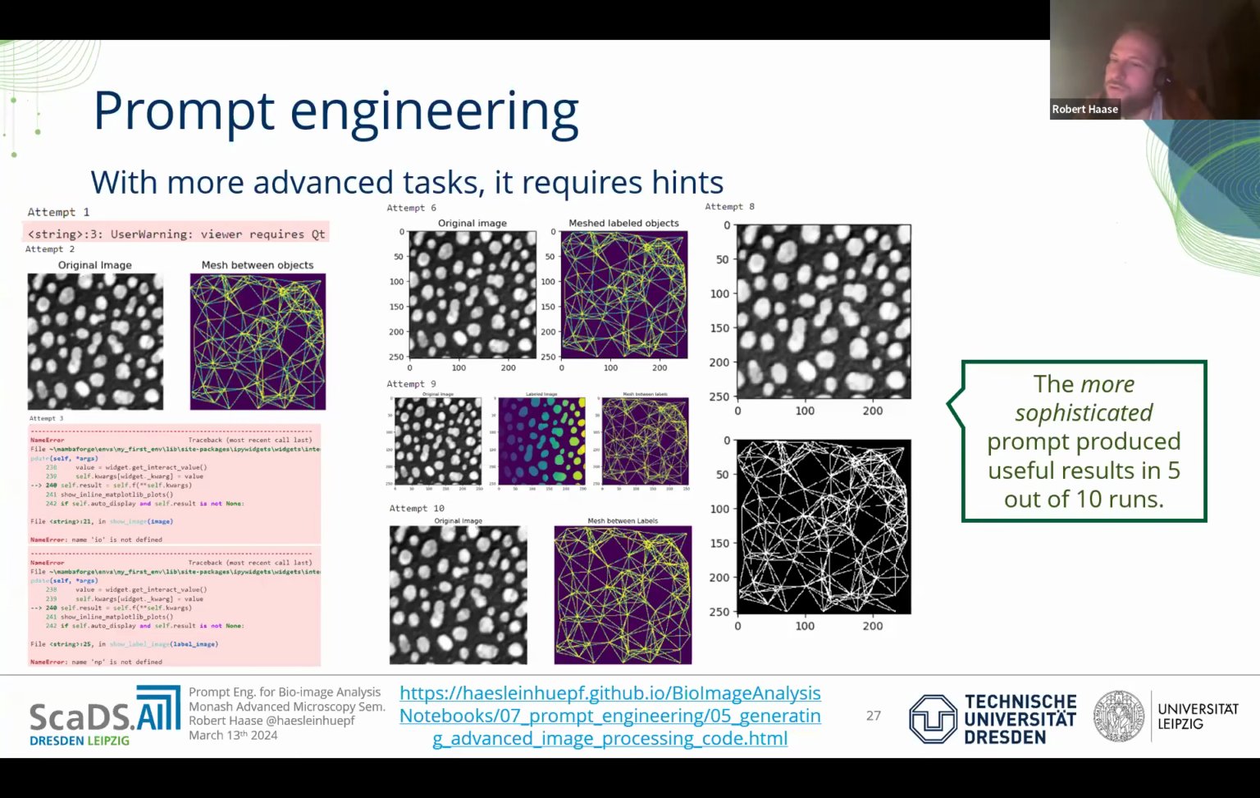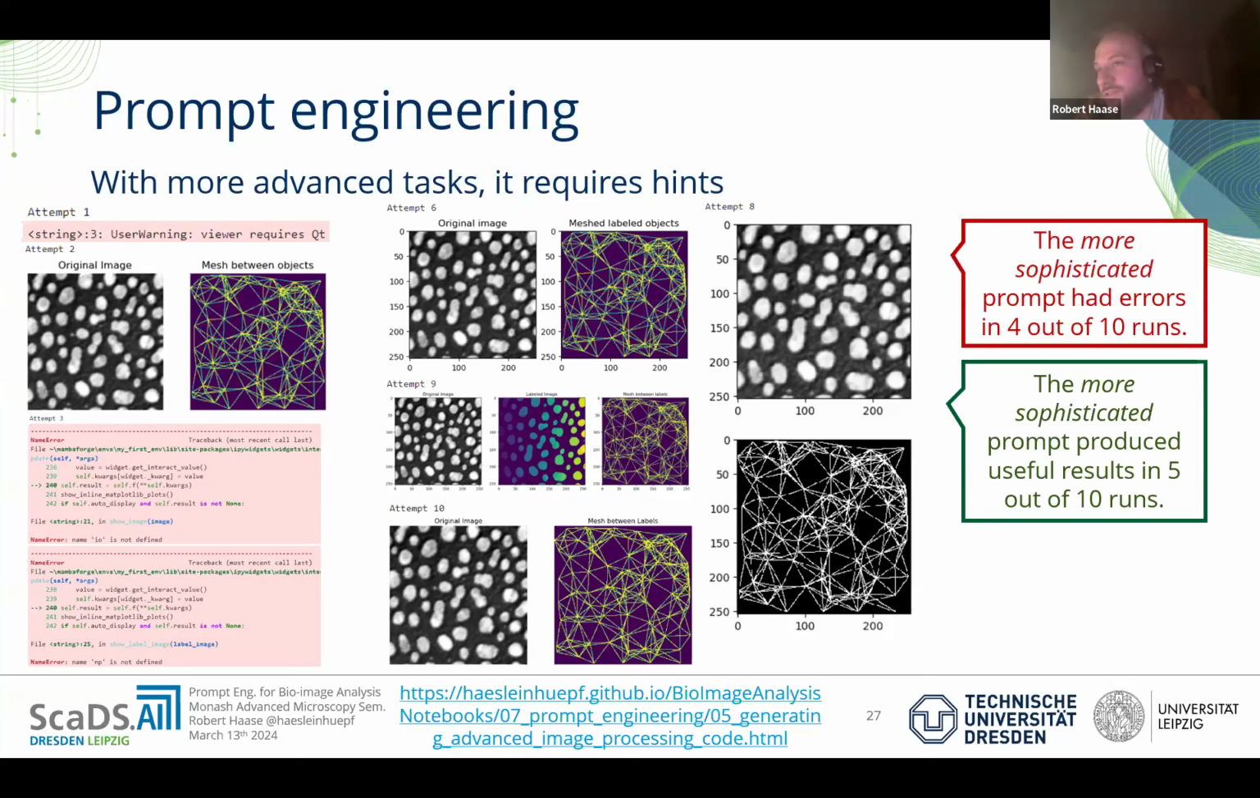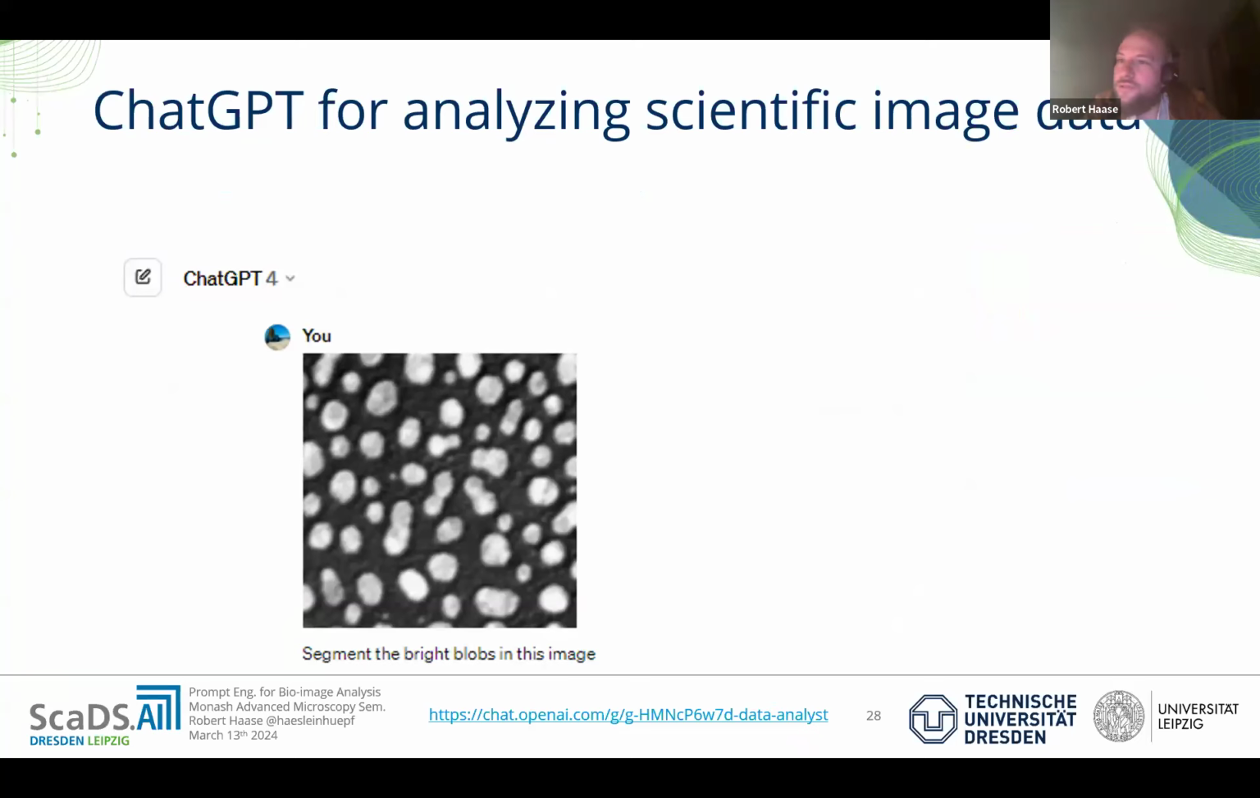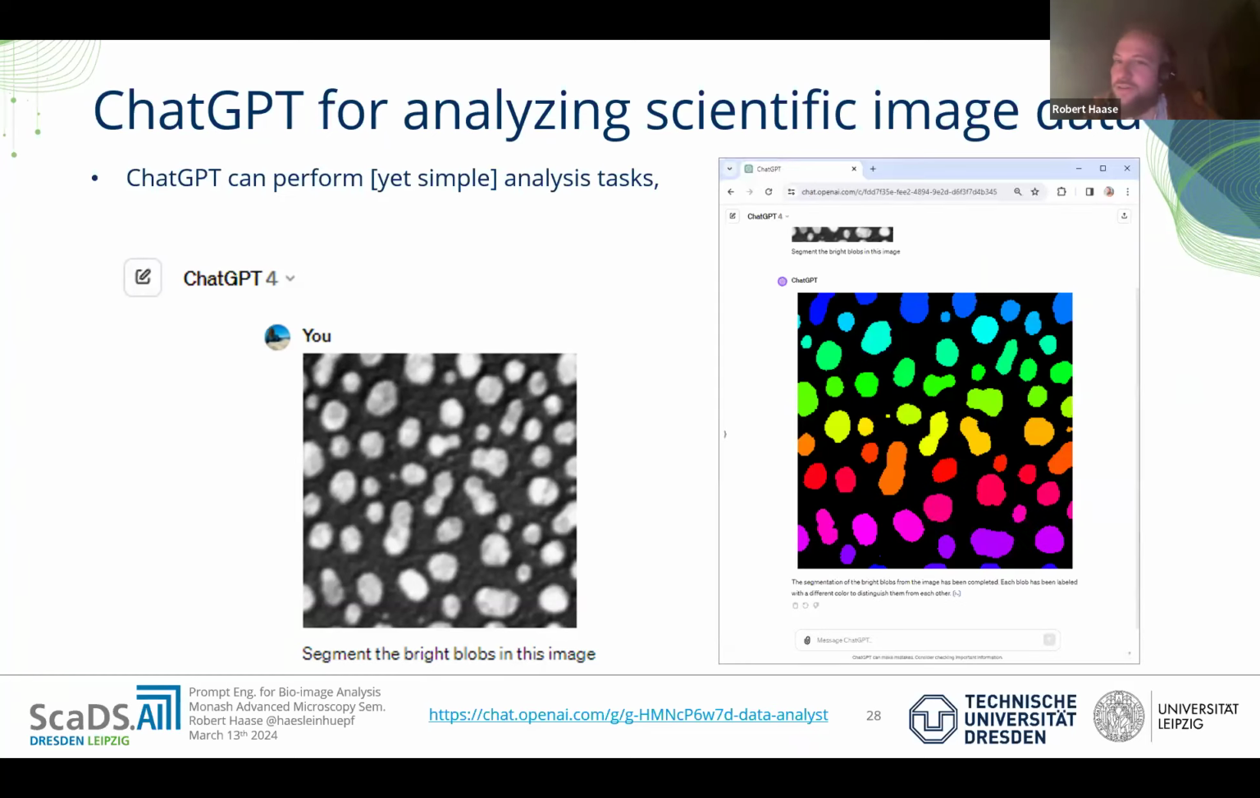And in summary, the more sophisticated prompt results in useful results. So the code which is generated produces useful results in 5 of the 10 cases, in 50%, and error messages in 4 of the cases. And the simple question without this additional hint did not work at all, in none of the cases. So just by modifying the prompt, by providing more information, I can basically give ChatGPT the capability to solve this more complicated problem. And you can do this more or less in the browser by going to the ChatGPT website, uploading your image, and then saying, here, segment this image, please. And it will then come with a result.